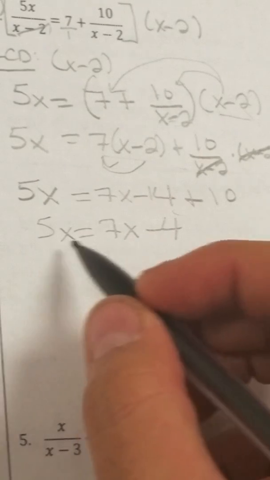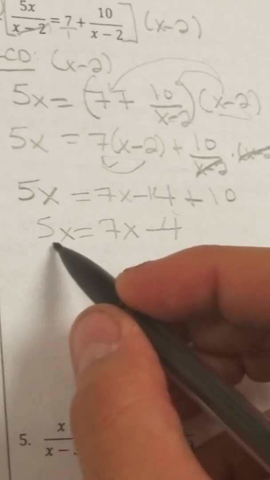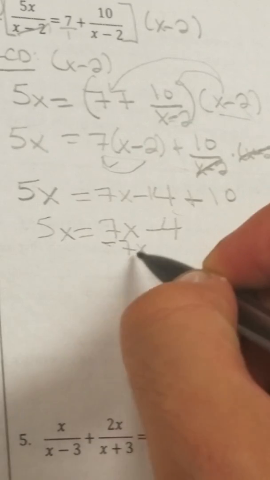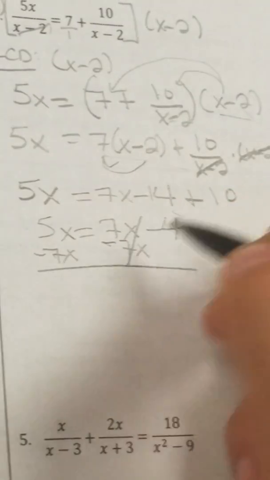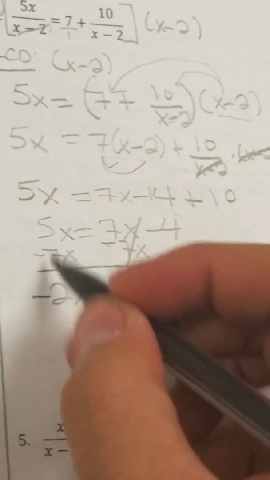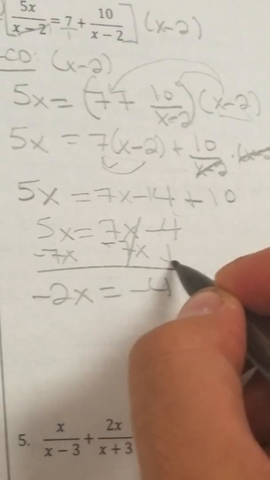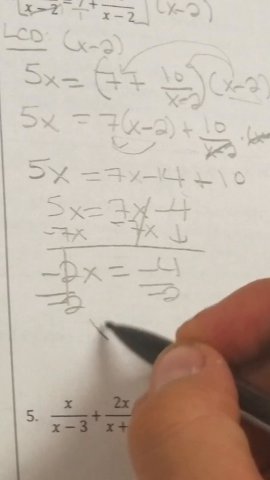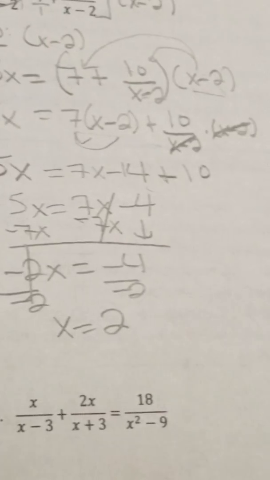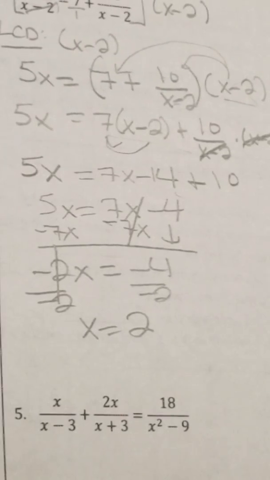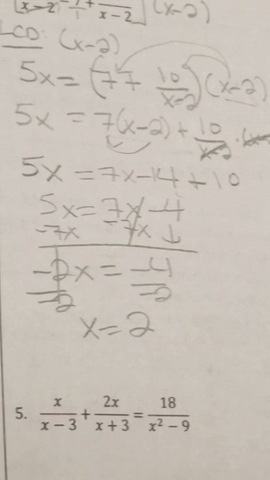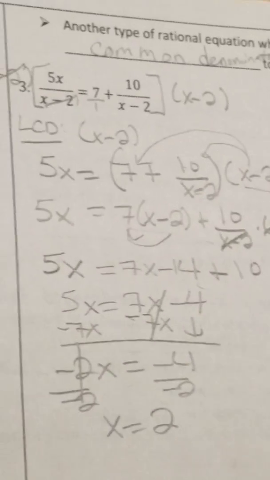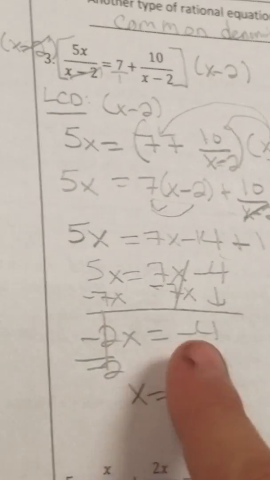And then we're going to solve for x, so I'm going to move the 7x over here by subtracting. I get negative 2x here equals negative 4. Divide by negative 2. x is equal to 2. So I got positive 2. Now we're going to plug that in, just to make sure that there aren't any other solutions here, or to make sure that this is not an extraneous solution.